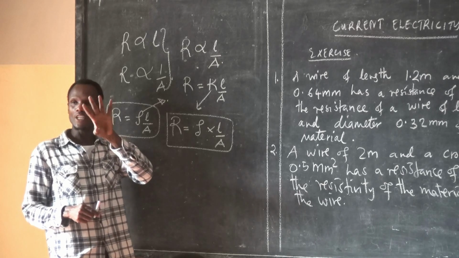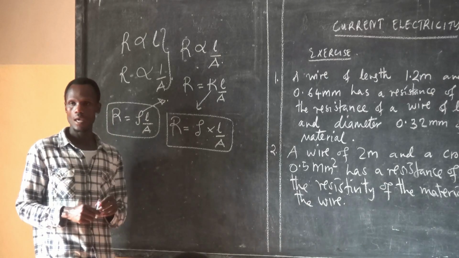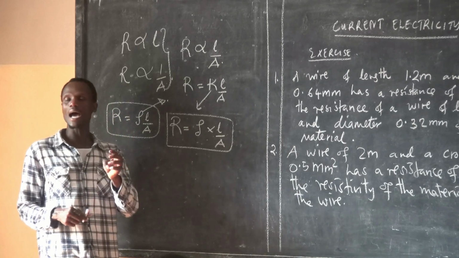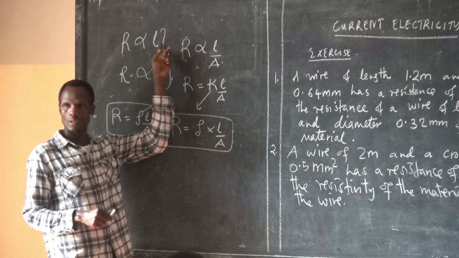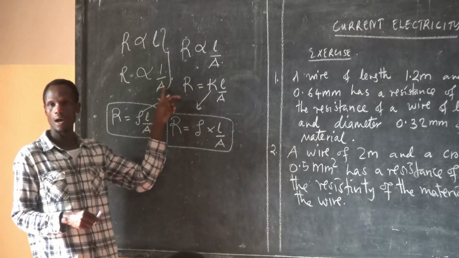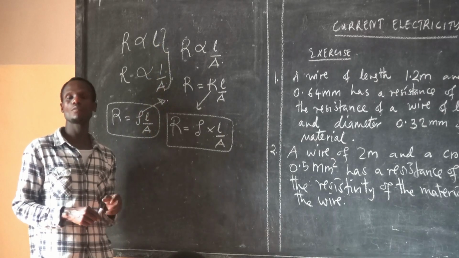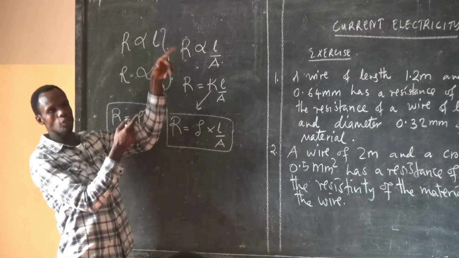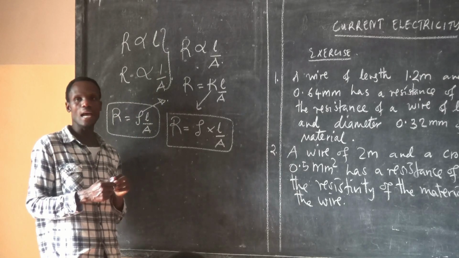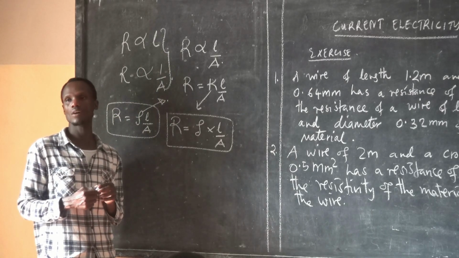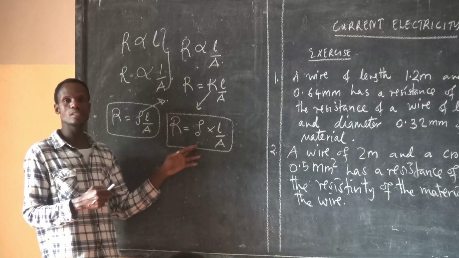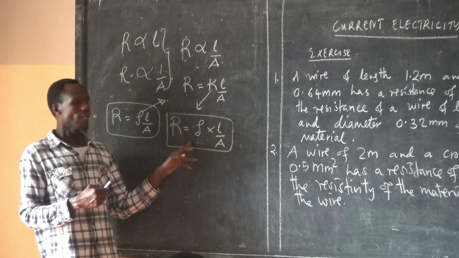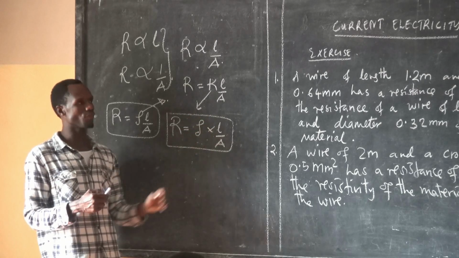Four factors on which the resistance depends. The first factor, length of the conductor. The second factor, cross-section area. Third one, temperature of the material. As you increase the temperature of the conductor, you are also increasing the resistance of the conductor. But the last one is called nature of the material. Resistance of the material depends on the nature of the material.